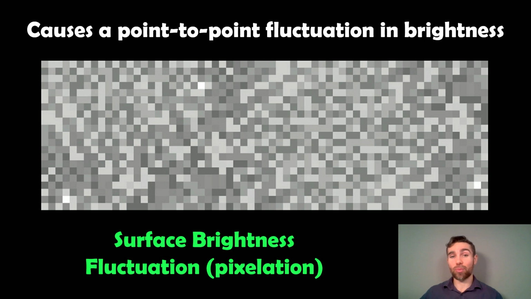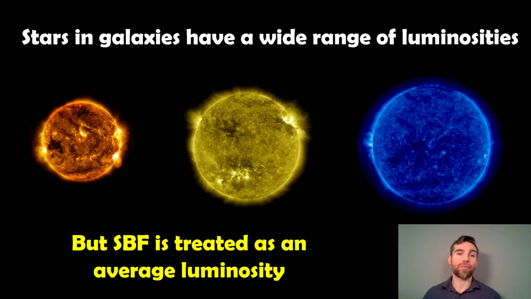This is then your surface brightness fluctuation. It looks a bit like a pixelation. You've got groups of stars that are going to contribute to this. Maybe you've got a larger group of stars, which causes one of the brighter regions, then there are fewer stars in the region next to it, and this is your point-to-point fluctuation in brightness.